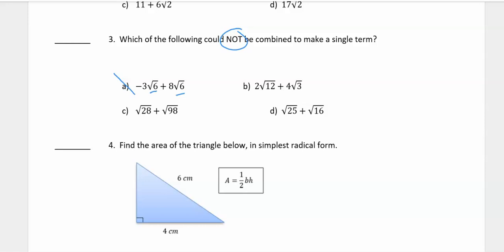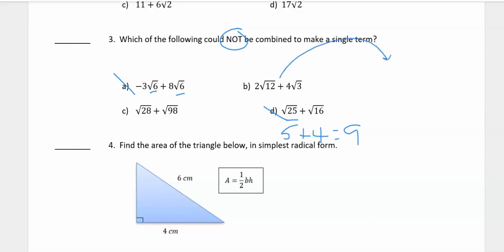The others, at first glance, look like, well, I don't think I can do any of those. But look closely. If you look at D, 25 is a perfect square. That's just 5. 16 is a perfect square. That's just 4. So this guy equals 9. I can put those together. It's not D. Now I have to dig a little bit deeper for B and C.